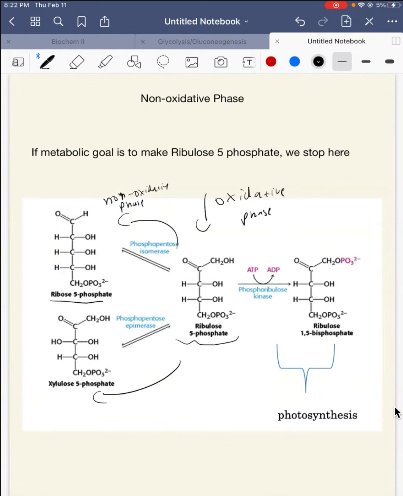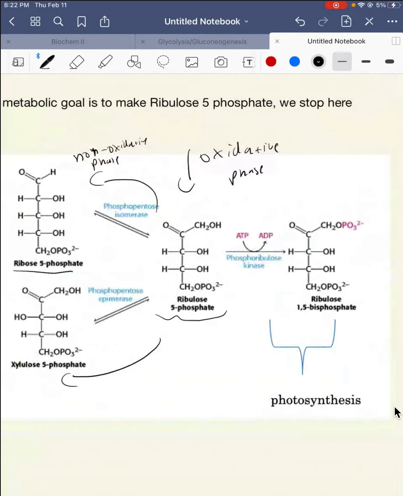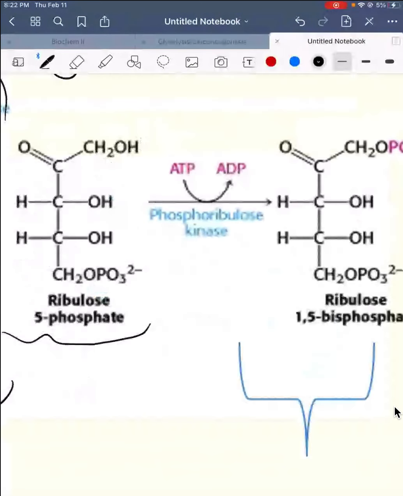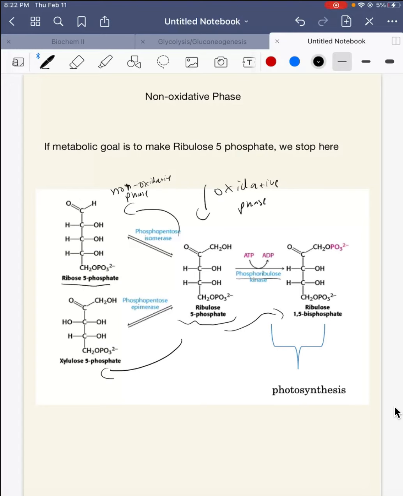This is done by phosphopentose isomerase. And we would also need to convert it into xylulose 5-phosphate, and this is done by phosphopentose epimerase. Another one is added in there, and I don't think you guys need to know it. Ribulose 5-phosphate can actually be converted into ribulose 1,5-bisphosphate and can be involved in photosynthesis. This is done by the enzyme phosphoribulose kinase. So photosynthesis actually uses this ribulose 5-phosphate and converts it into ribulose 1,5-bisphosphate.